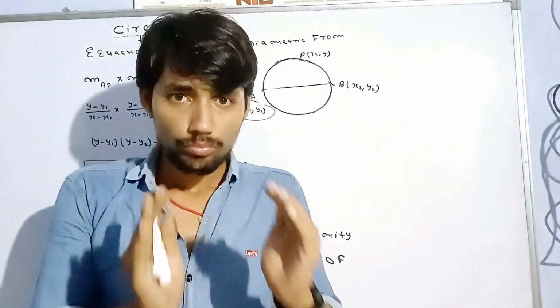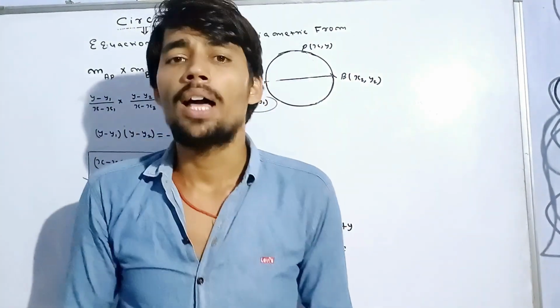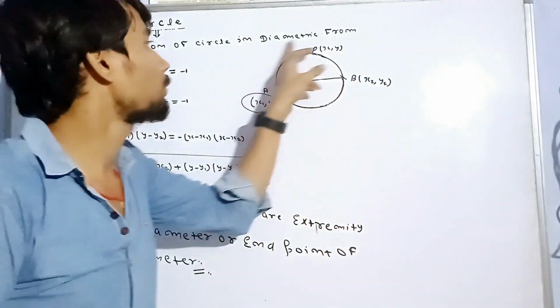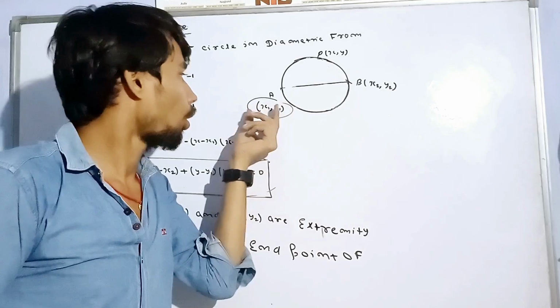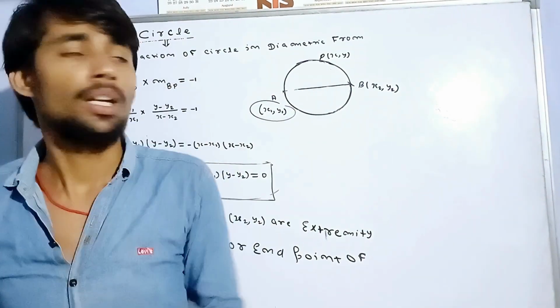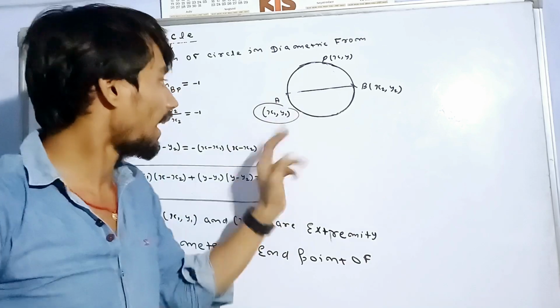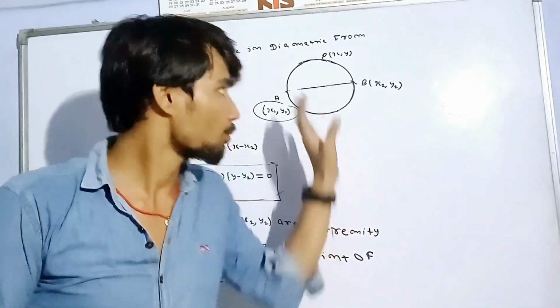Now I have discussed two forms of circle: first, the normal form of circle, and second, the general form of circle. Now the third form of circle is the diametric form of circle. In this case, you are given the extremity points of the diameter and asked the equation of the circle. Let this be the circle, and AB is the diameter of the circle, the coordinates of A and B are given, and the equation of the circle is asked.